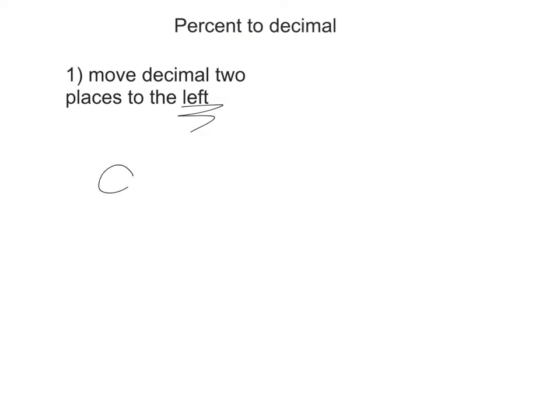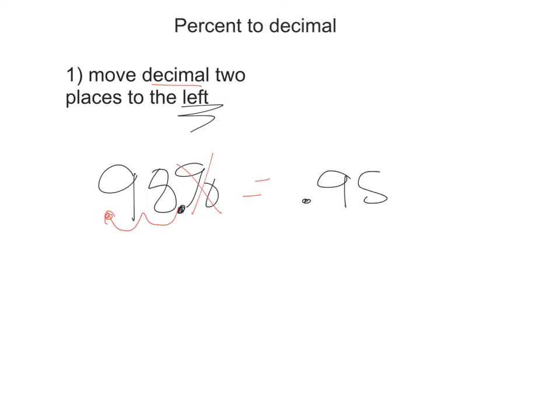So when I have a number like 98%, the first thing I have to figure out is that there's no decimal on here. So remember, just like any other whole number, the decimal is always at the end. Now to change it to an actual decimal without my percent sign, I move it 2 spots to the left. So 98% is the same thing as 98 hundredths.